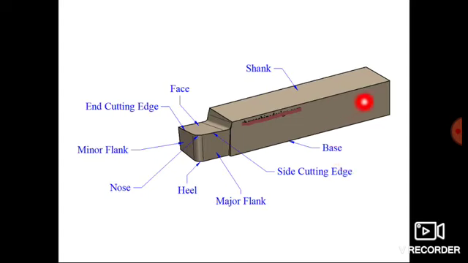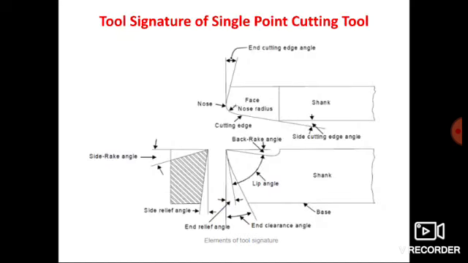If you look at this cutting tool from this side, this will be the front view, this will be the top view, and this will be the side view. Sorry, this portion will be the side view. So the same things you are getting here. Now we will discuss the various angles associated with the single point cutting tool.